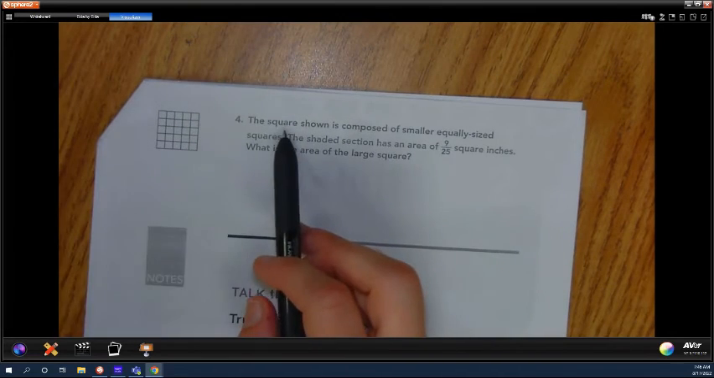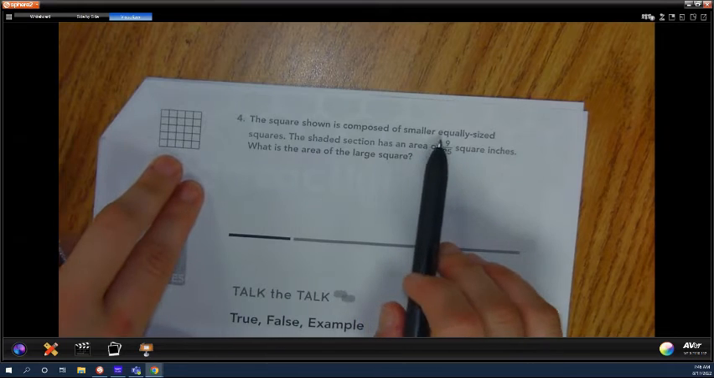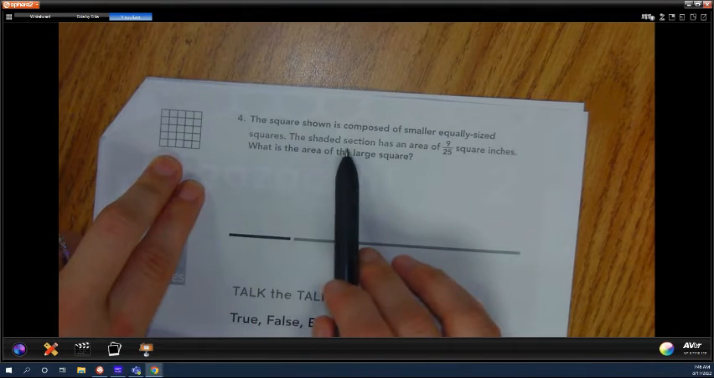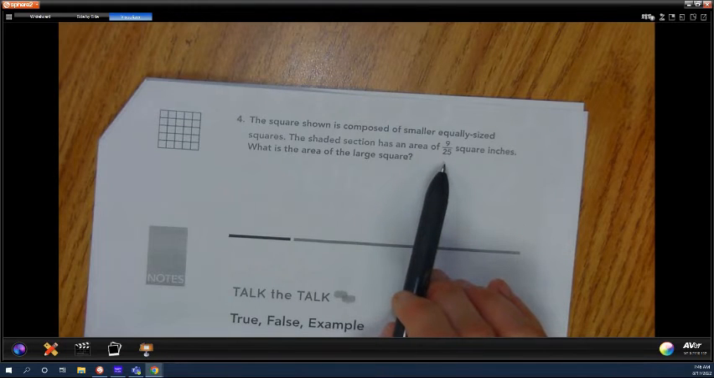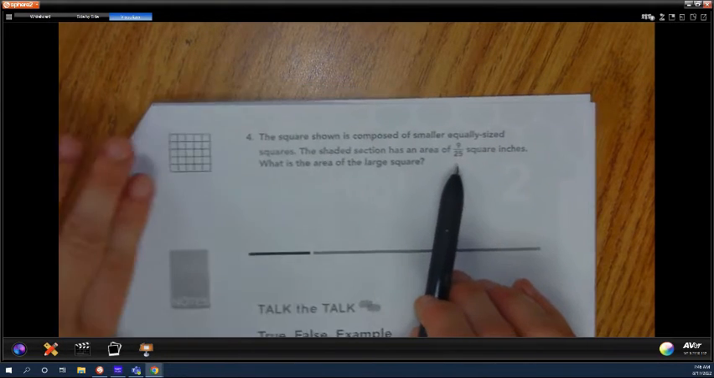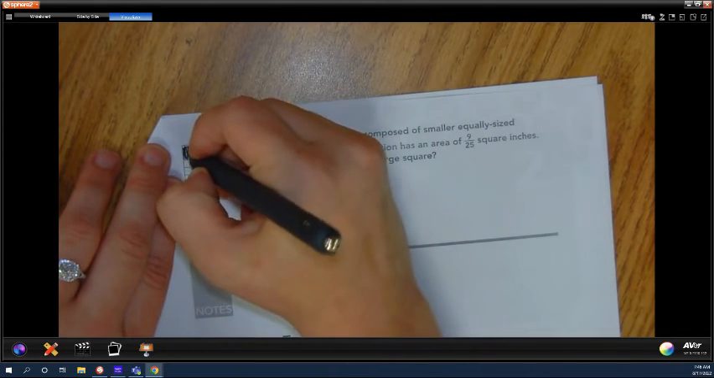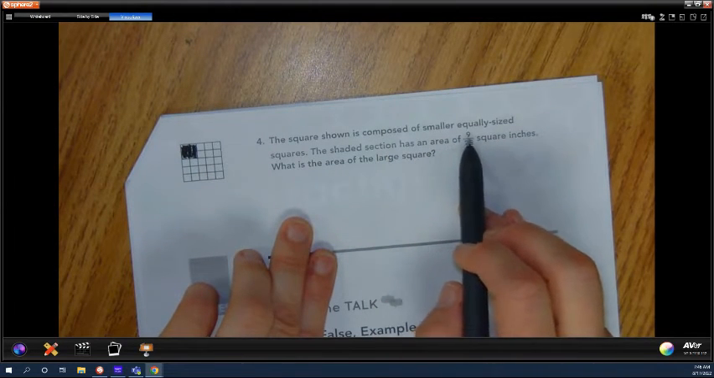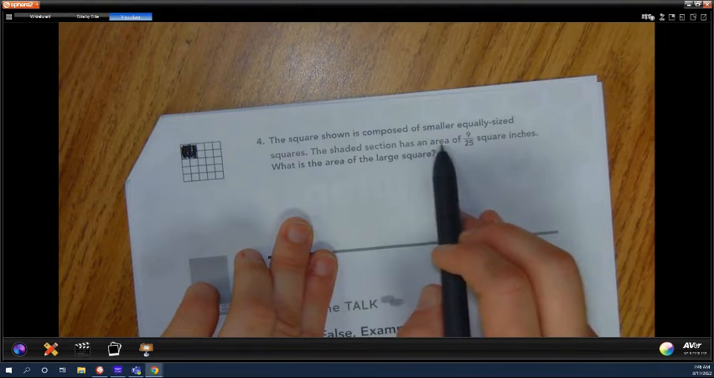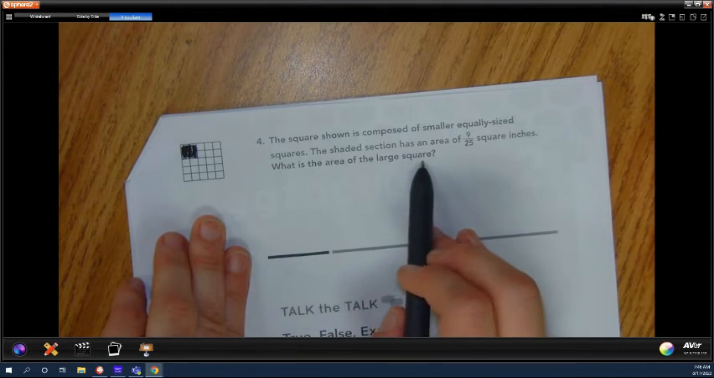Okay. All right. And number 4, the very last one. The square shown is composed of similar equally sized squares. The shaded section has an area of 9 over 25. Oh, okay, hang on. I've got to shade my little section in right here. There we go. All right. The shaded section has an area of 9 over 25 square inches. What is the area of the larger square?